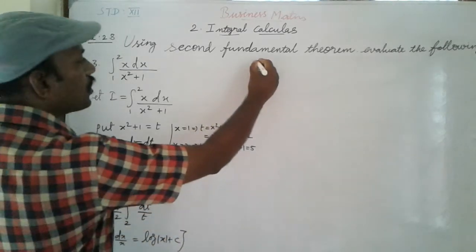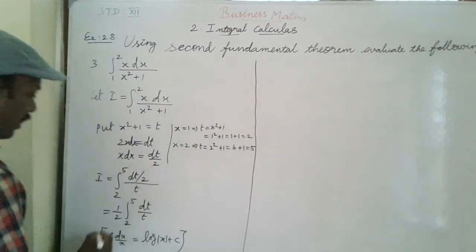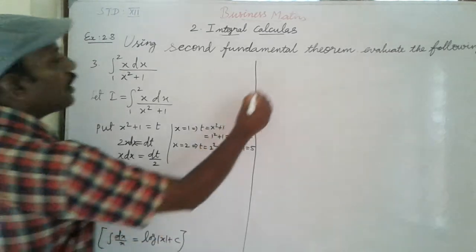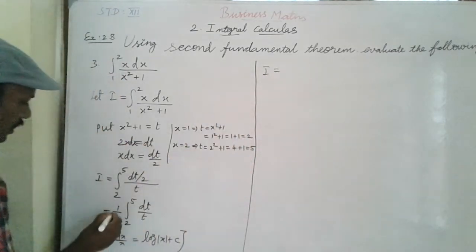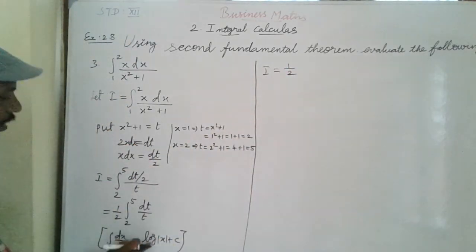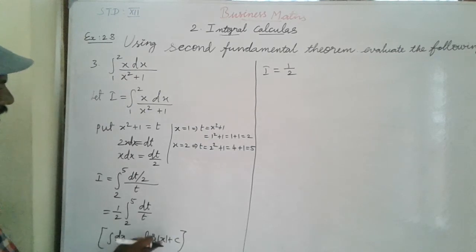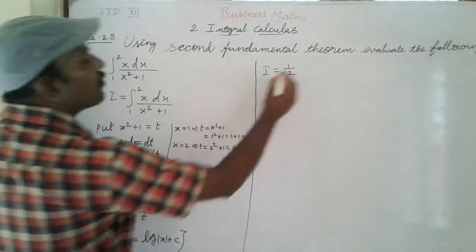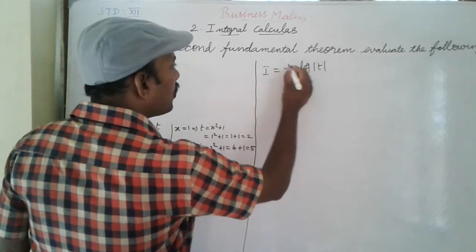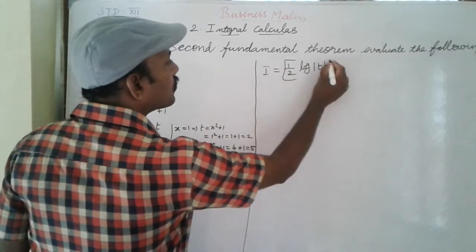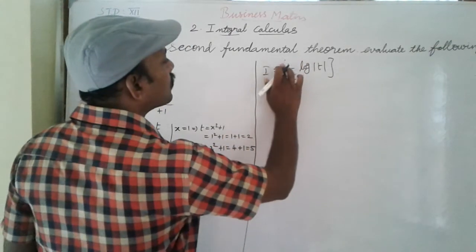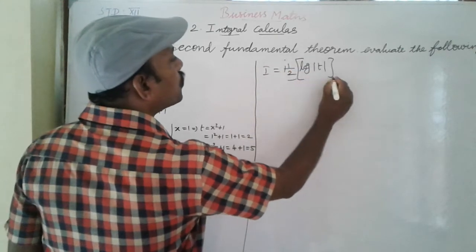We should substitute now this same formula, dt divided by t. x is t, and the constant is 1 by 2. The formula is log of modulus x, here log of modulus t. The limit is 2 to 5.